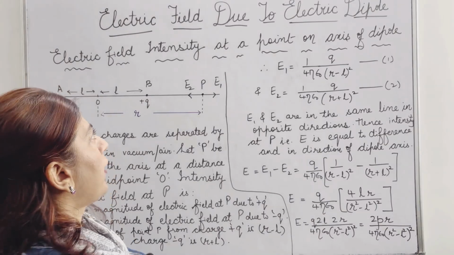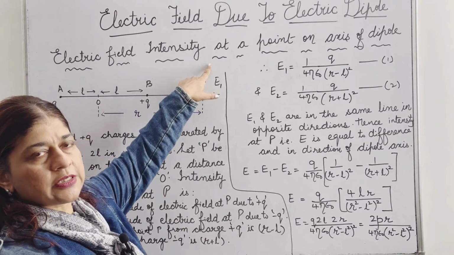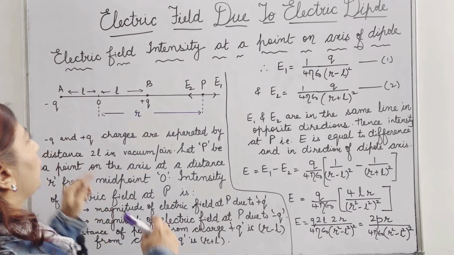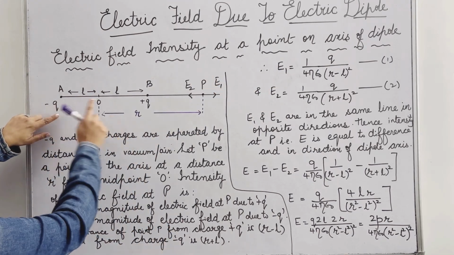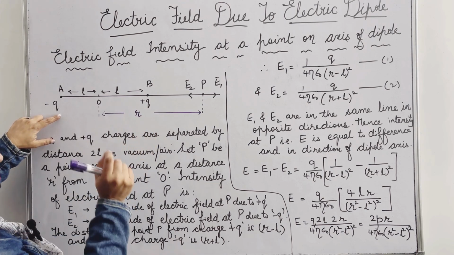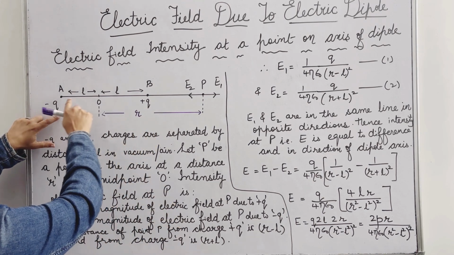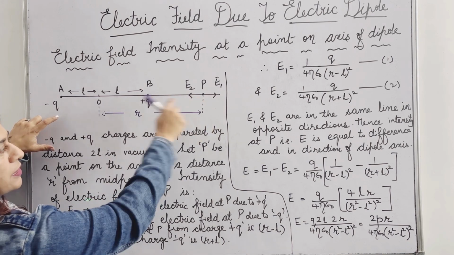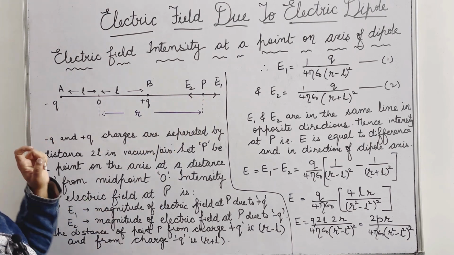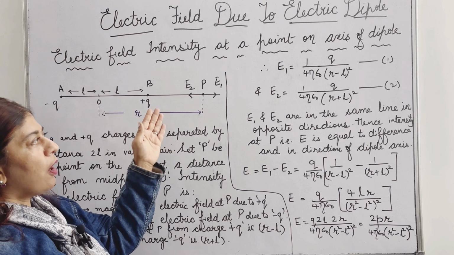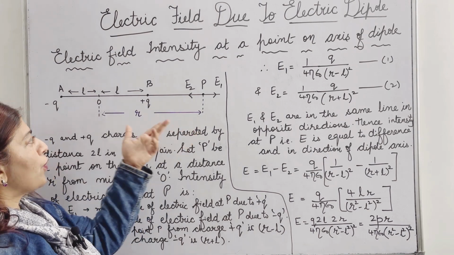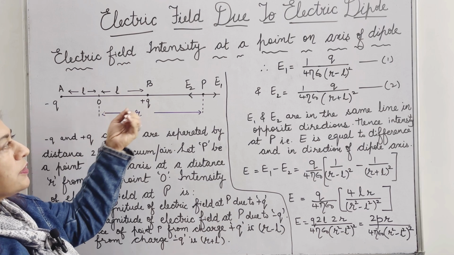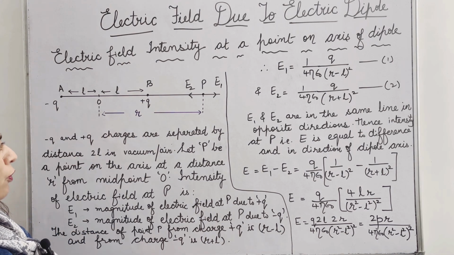Now we are going to find the electric field intensity at a point lying on the axis of the dipole. So the minus q and plus q charges constitute the dipole, and on the line joining them we take any point, say P, where we have a unit positive charge. How much electric field is that charge going to experience due to this dipole? This is what we are going to find out now.